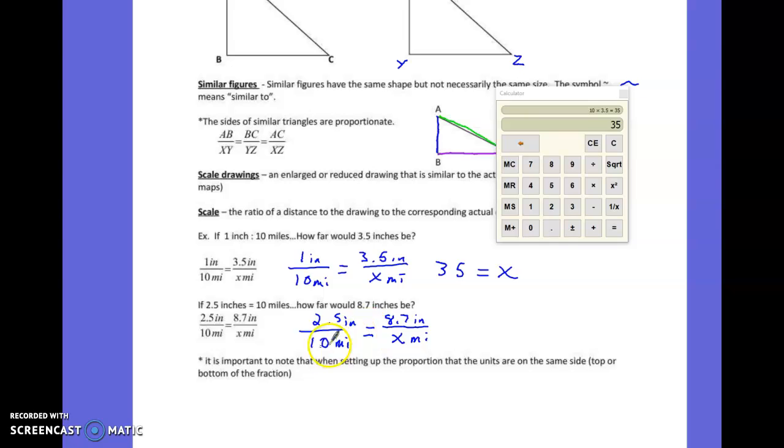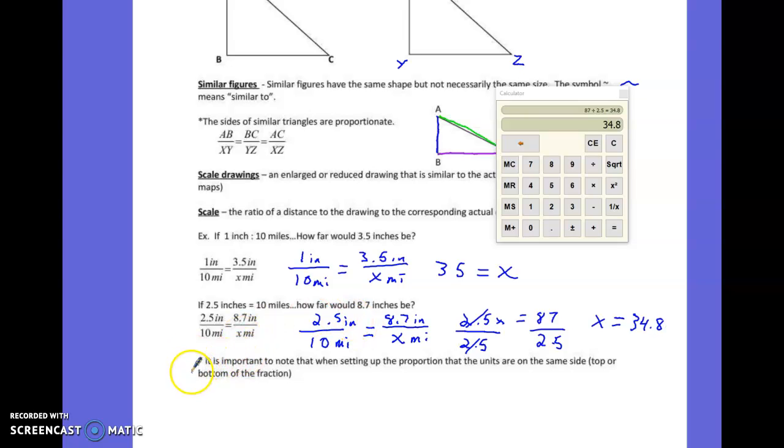So again, we cross multiply. So 2.5 times x is 2.5x. 10 times 8.7, if we type that in our calculator, that gives us 87. And then we would divide by 2.5. This divides out, leaving us with x equals, and then 87 divided by 2.5 gives us 34.8. So 8.7 inches would be equivalent to 34.8 miles.